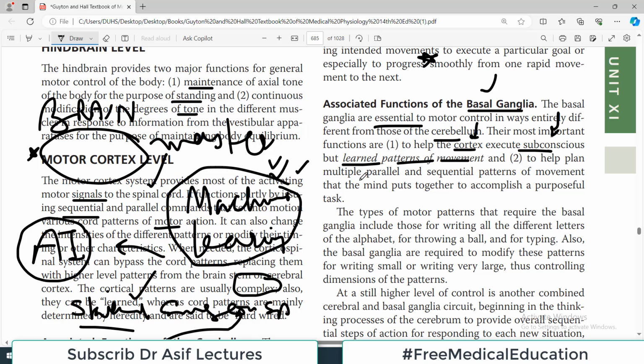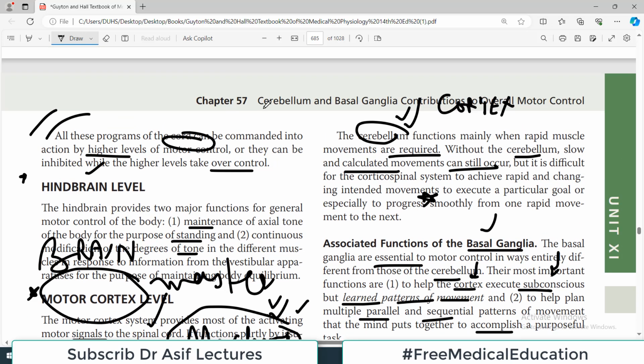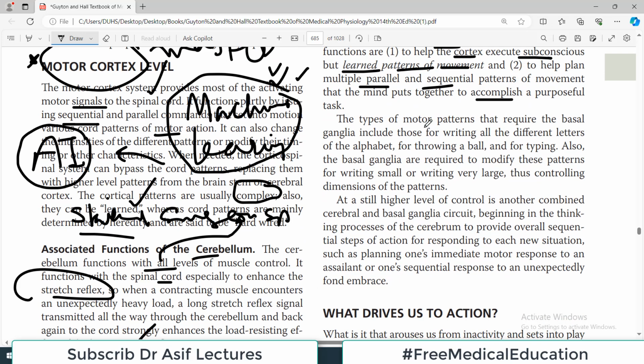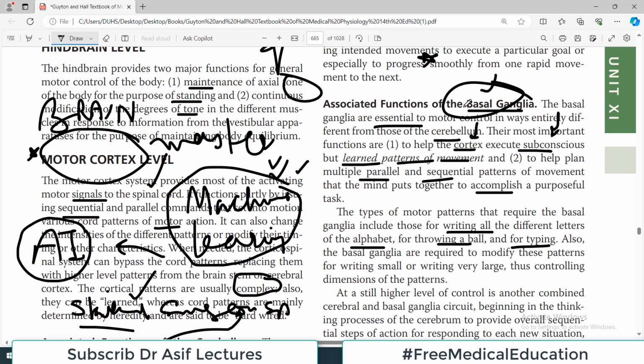It also helps plan multiple parallel and sequential patterns of movements, which the mind puts together to accomplish a purposeful task. Many people, if you are one of those who can juggle with 3 balls or 4 balls, that's a kind of movement in which you have to repeat multiple orders to perform the task successfully. And this is where the basal ganglia is also very important. The types of motor patterns that require the basal ganglia include those for writing all the different letters of the alphabet, for throwing a ball, for typing. These are all movements in which the basal ganglia are involved. So these are some examples of what they just talked about here.